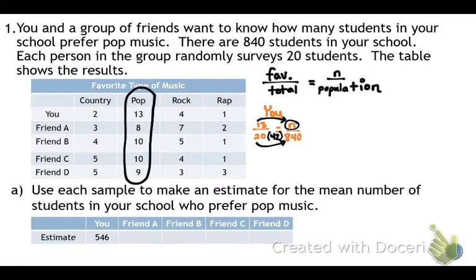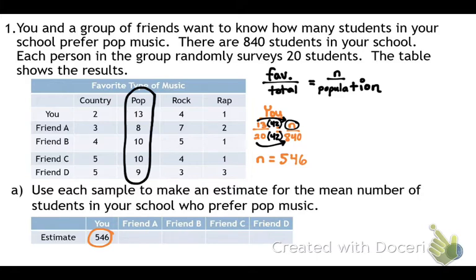42. Okay, so I'm going to multiply by 42 on the bottom, which means I'm also going to multiply by 42 on the top. Isaac, we know that 20 times 42 is 840. What is 13 times 42? 546. Okay, 546. Now you can see they've already put that down here. See at the graph on A, 546 is how much you estimated would probably like pop music.